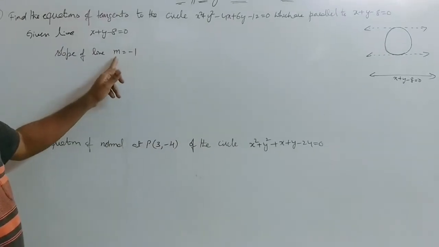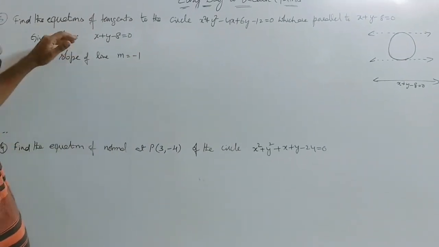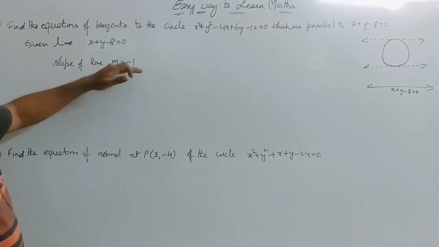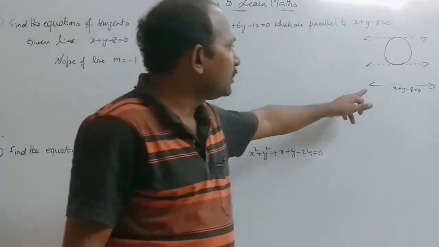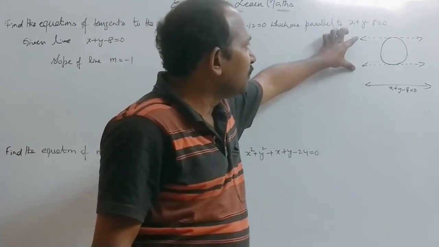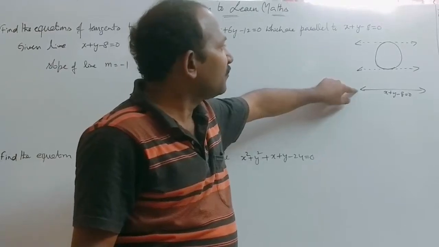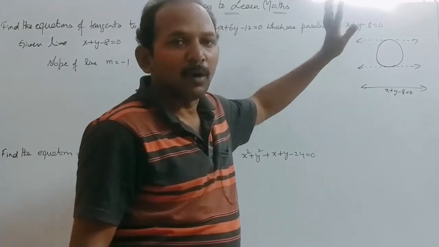Then the slope becomes m equal to minus 1. Here the slope of the given line is m equal to minus 1. That is nothing but the slope of this line is minus 1. And we have to find the two tangents which are parallel to this line. That means the slopes of these two lines are also minus 1.